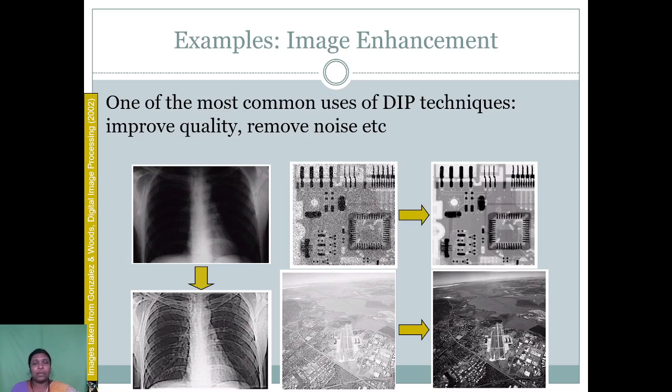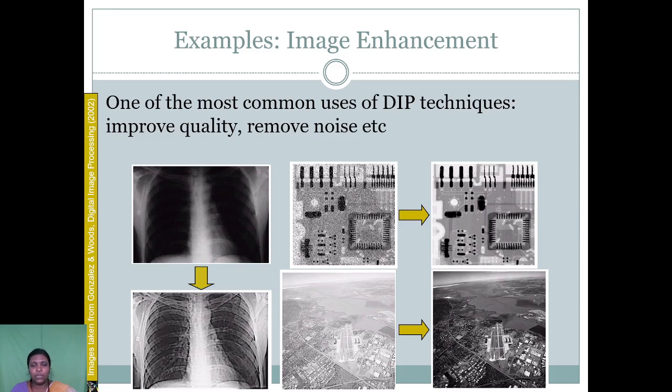These are some examples of image enhancement. One of the most common uses of DIP techniques, that is digital image processing techniques, is to improve quality and remove noise. The first one is this image of an X-ray. Here the image quality is better than the first image, as the noise is removed. The next one is an industrial picture, where image enhancement improves the quality of the image.